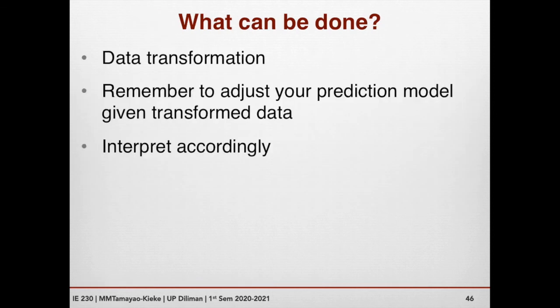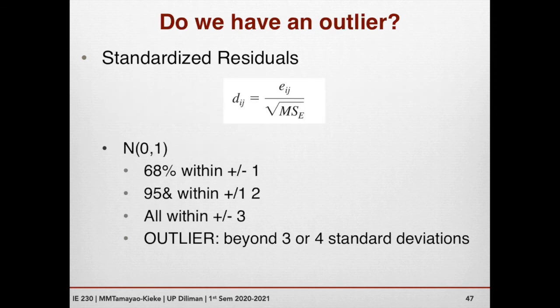Okay, so if you encounter these situations, what can be done? One of the things that you can do is to first transform your data. And of course, if you transform your data, you have to remember to adjust your prediction model given the transformed data and interpret accordingly. Now, how about if you have an outlier? But first, how do you determine if you have an outlier?